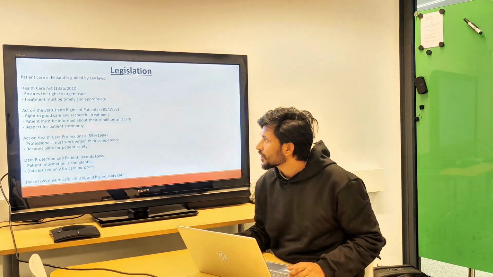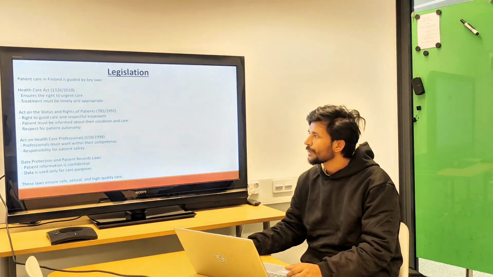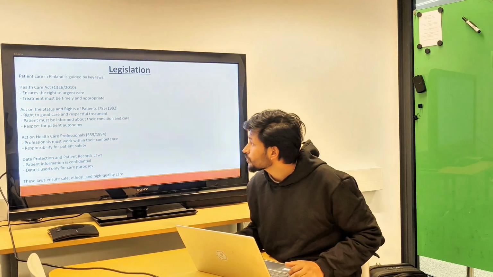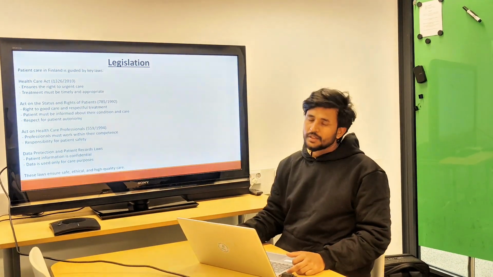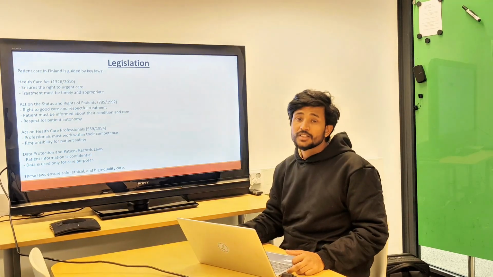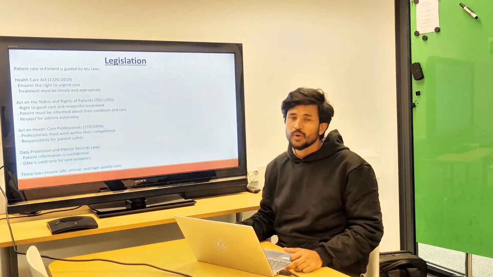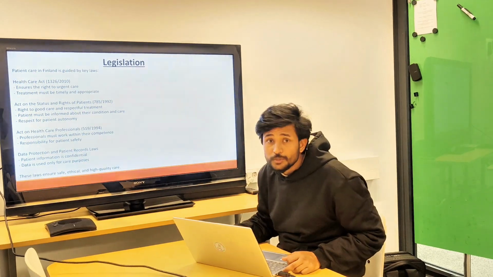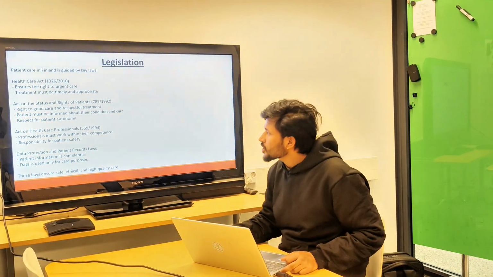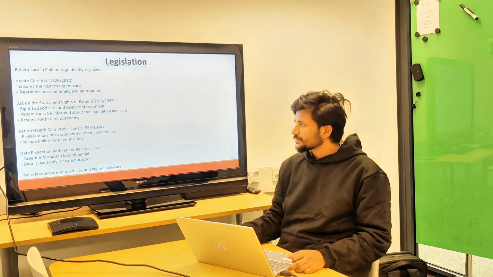It gives a right to good care and respectful treatment to the patients, and the patient must be informed about their condition and care. So doctors or nurses have to inform the patients what the condition of the patient is and what medicine we are going to give to the patients, and respect the patient's autonomy.